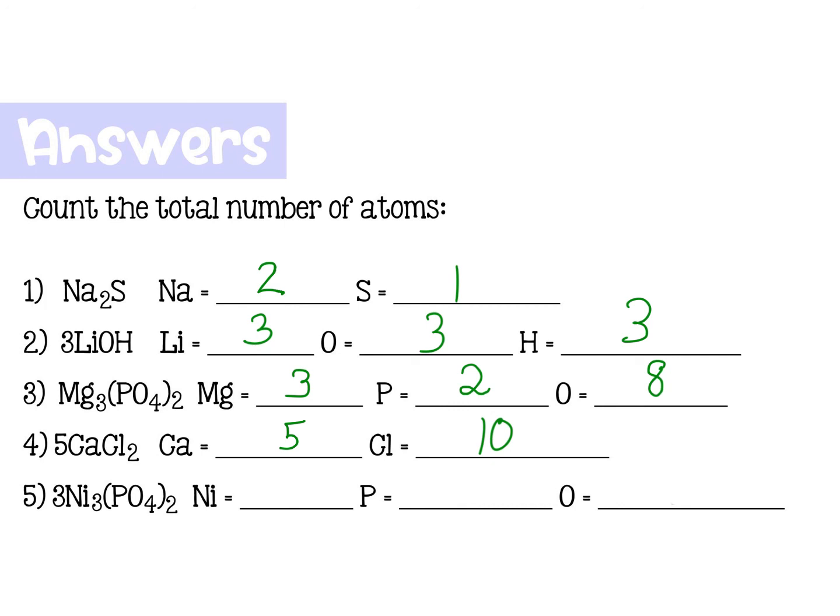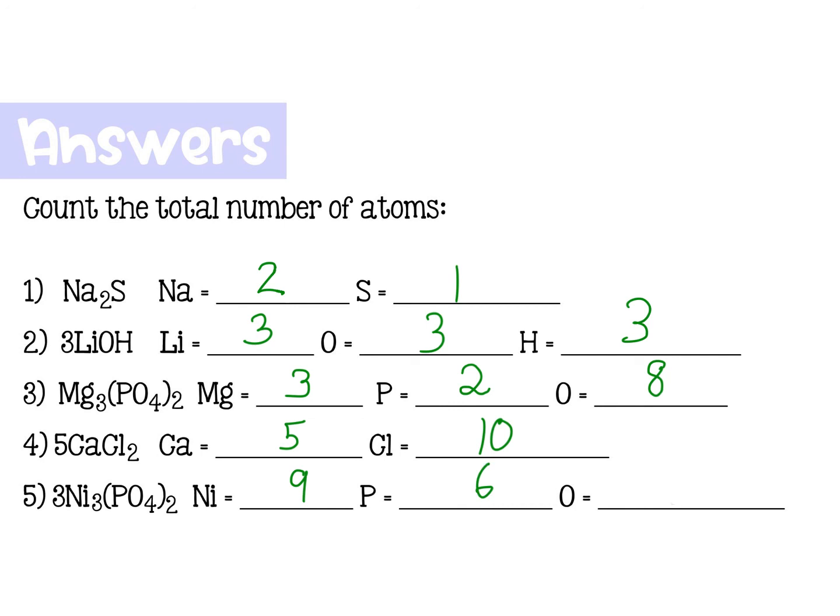Now let's look at number 5. Here we have a 3 subscript on our Ni, and we have a 3 coefficient, so 3 times 3 will give us 9. For phosphorus, we do not have a subscript, so we will use 1. Since phosphorus is inside of parentheses, we will need to multiply by 2, and since this coefficient is 3, we will also need to multiply by 3. 1 times 2 is 2, times 3 is 6.